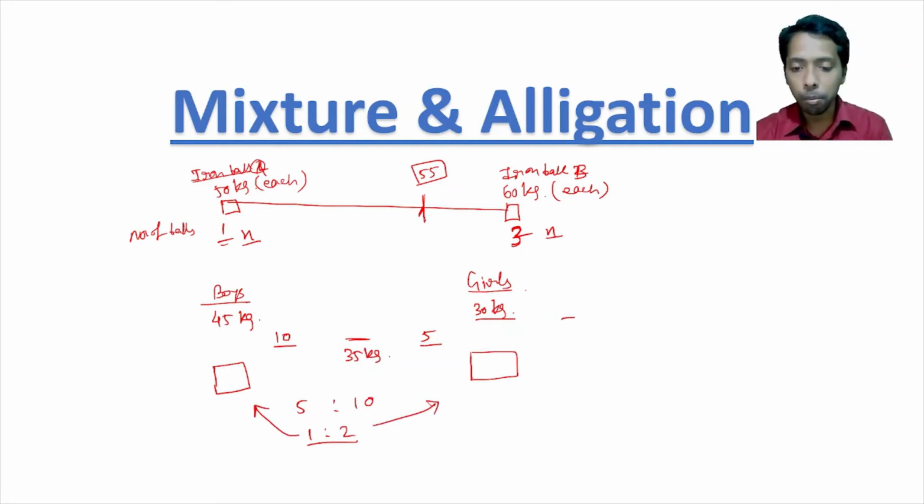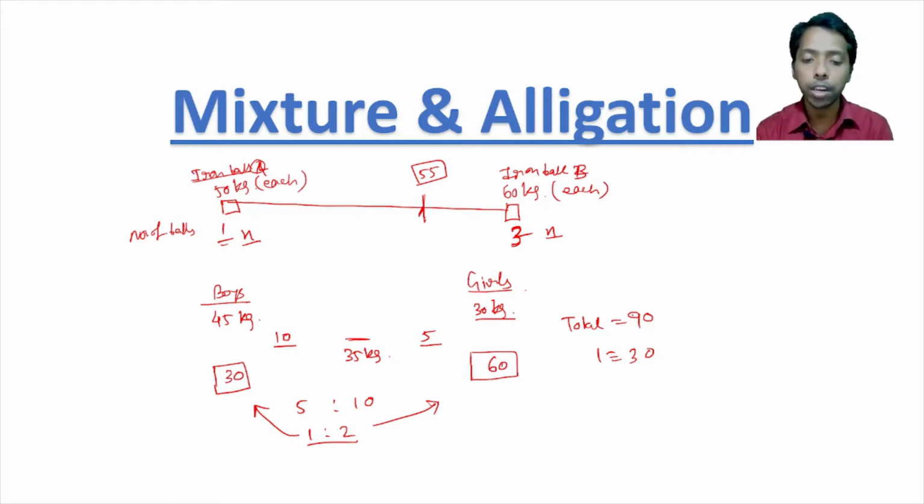Again, if the total number of students in the class is given, supposedly 90, then we can easily check that 1:2 is 3 units, which is 90. So 1 unit is 30. So the number of girls here is 60 and the number of boys here is 30. Now you can understand from the cross-check that 30 is the number of boys, 60 is the number of girls.